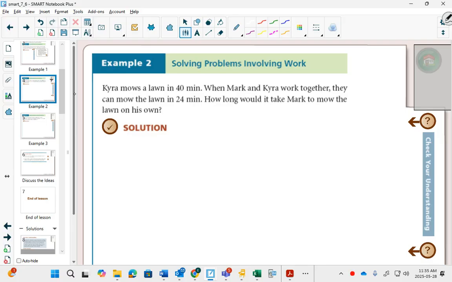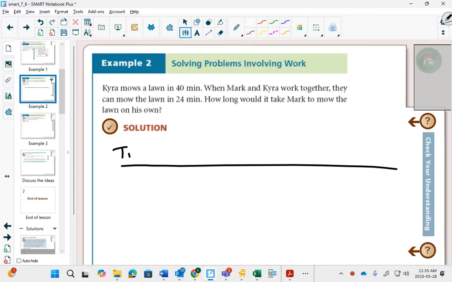Kira mows the lawn in 40 minutes. When they work together, they can mow it in 24 minutes. How long does it take Mark to do it on his own? So we set up our table for 1 unit of time. We're going to start with time, and our units are minutes, so I'm going to put 1 minute here.